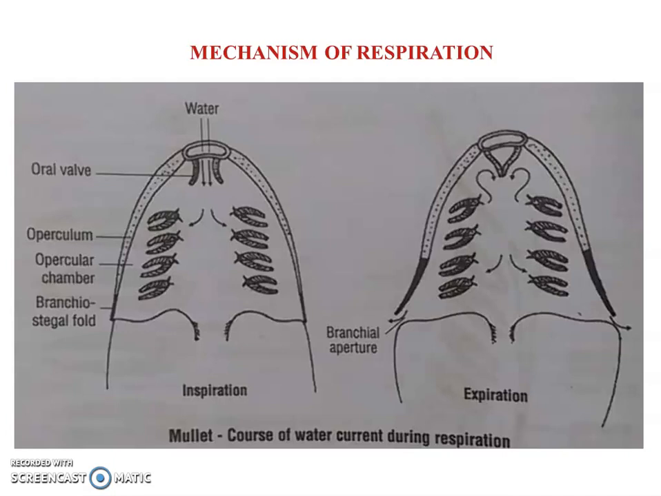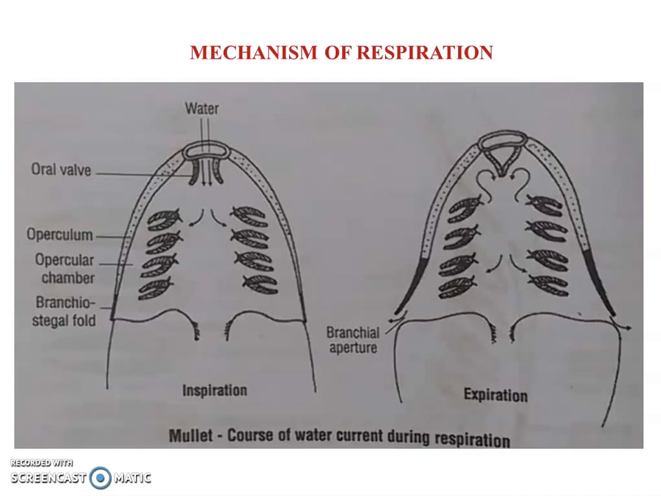So it moves to the extrabranchial chamber, and while it is moving through the gill slit, it bathes the gill filaments. While it is moving, the water is richly containing oxygen, while the blood contains more carbon dioxide. So carbon dioxide from the blood moves into the water. Simultaneously, oxygen moves from water to the blood, and gaseous exchange results.